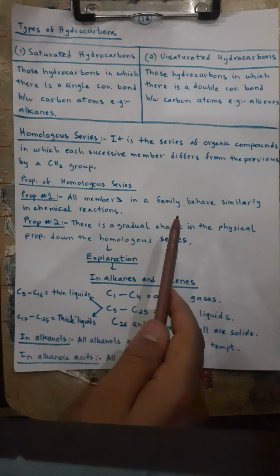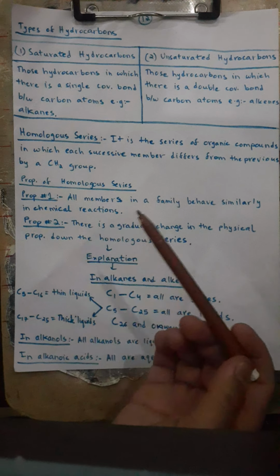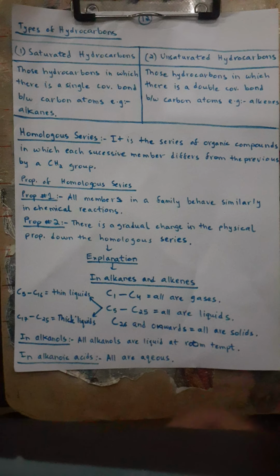So what are the properties of a homologous series? Property number one is that all members in a family behave similarly in chemical reactions. Like all alkanes will behave similarly, all alkenes will behave similarly, all alkanols and all alkanoic acids.